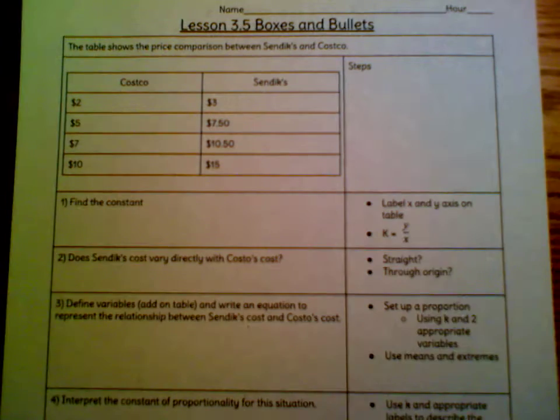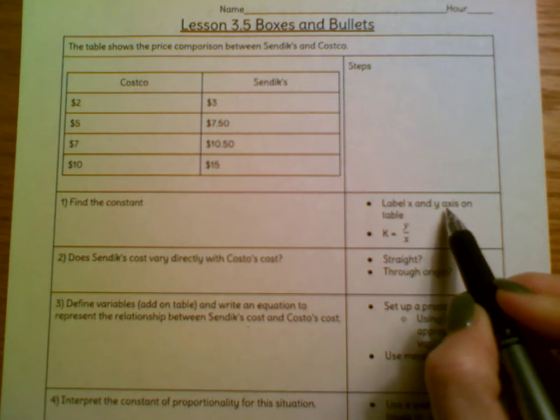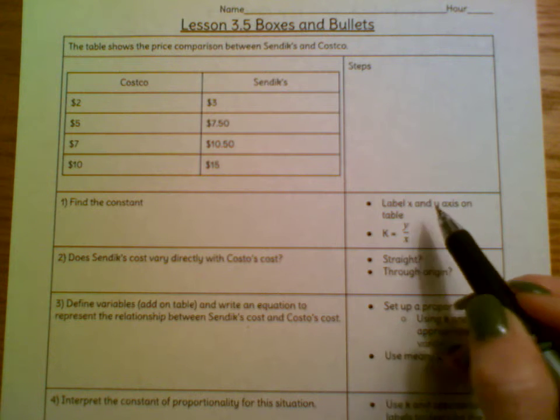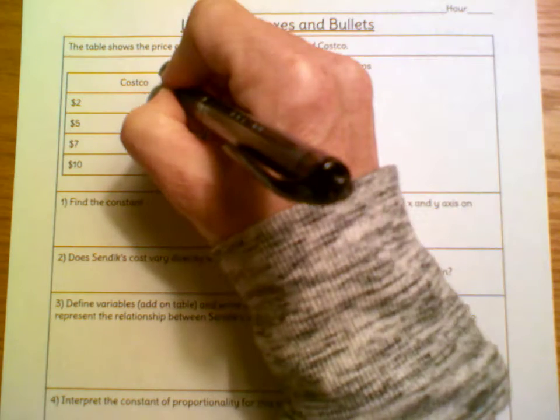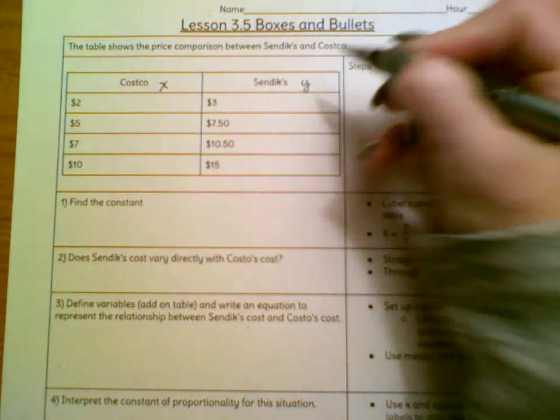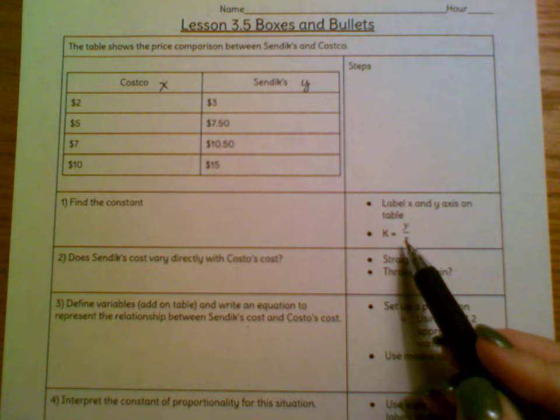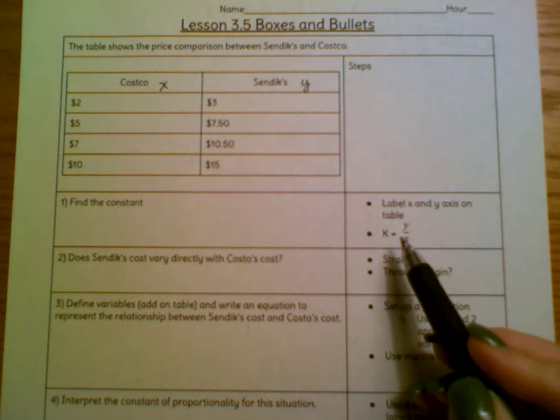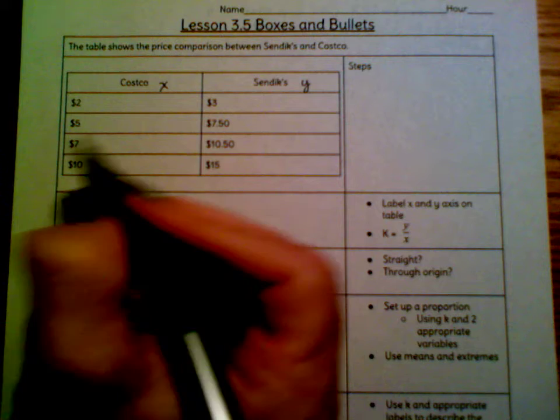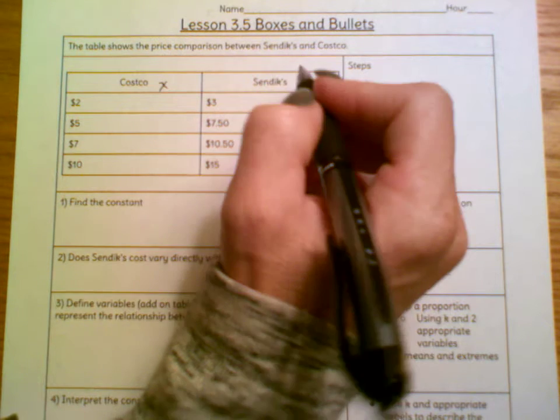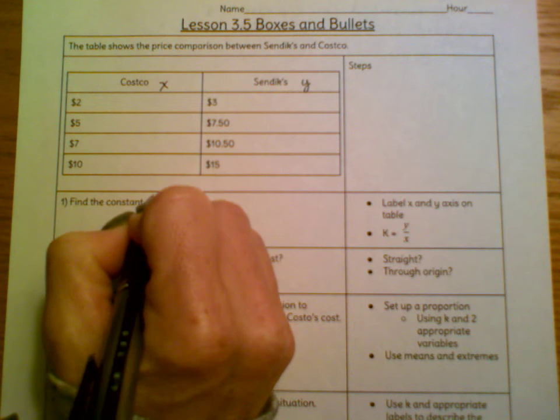As soon as I see that, I right away think it's a great idea for me to label my X and Y axis in my table. So this would be my X and this one would be my Y. And the other thing I think about is that K equals Y over X, and I know I have to check each ratio. So I think I'm just going to do that right here. So it's Y over X.